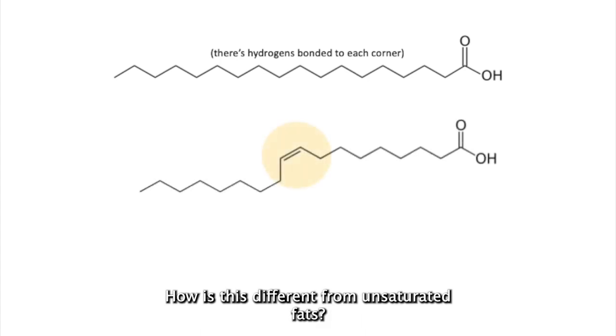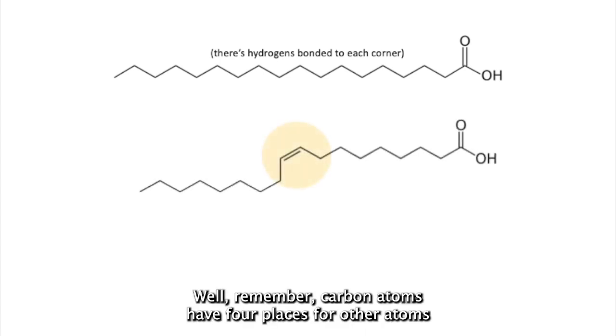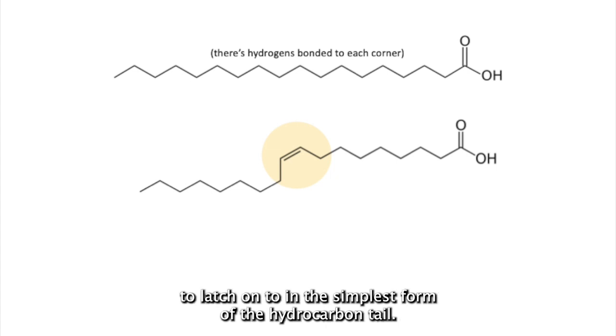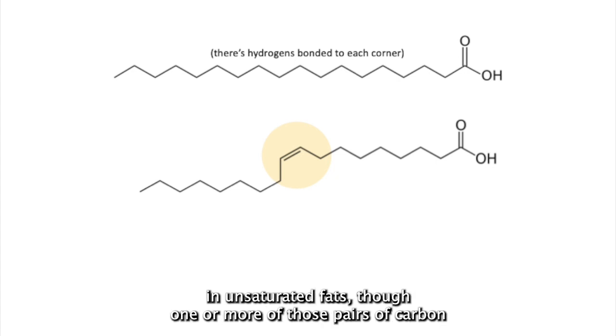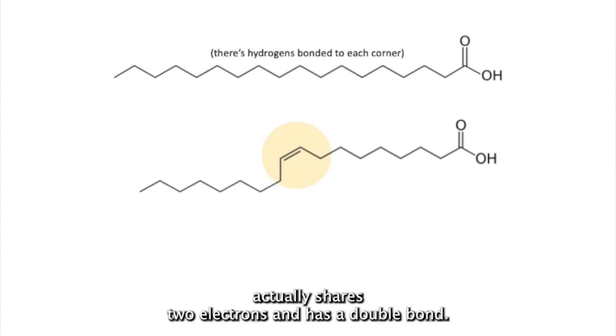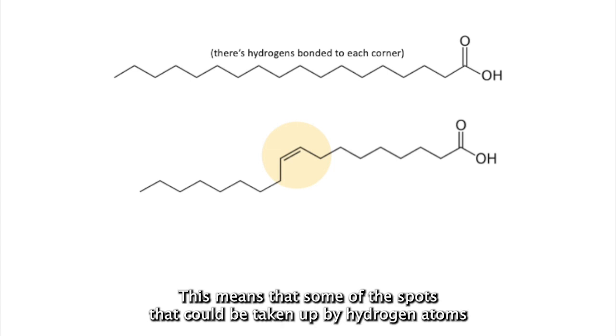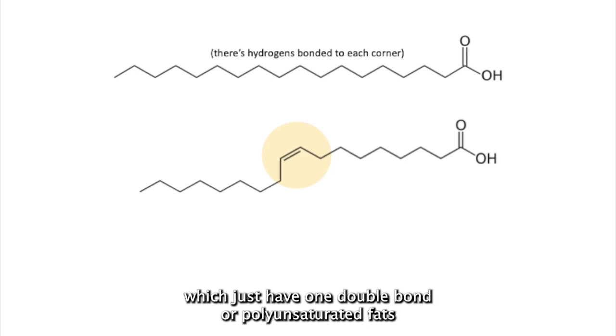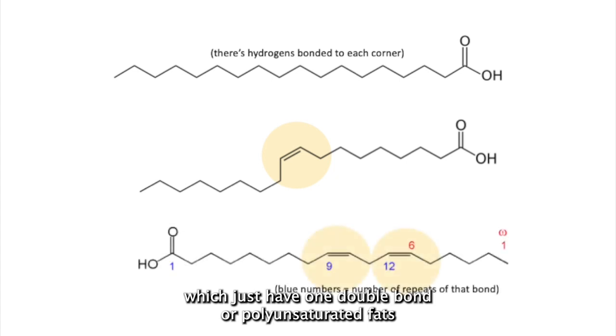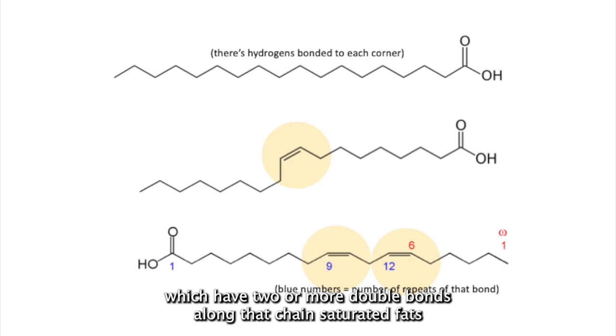How is this different from unsaturated fats? Well, remember, carbon atoms have 4 places for other atoms to latch onto. In the simplest form of the hydrocarbon tail, each carbon just shares 1 electron with each other carbon in the chain. In unsaturated fats, though, 1 or more of those pairs of carbon actually shares 2 electrons and has a double bond. This means that some of the spots that could be taken up by hydrogen atoms aren't. These are further broken down into monounsaturated fats, which just have 1 double bond, or polyunsaturated fats, which have 2 or more double bonds along that chain.